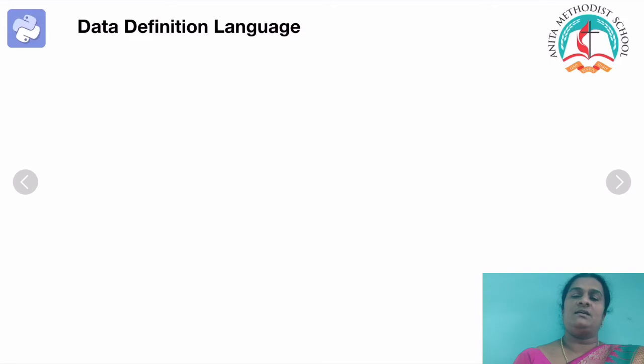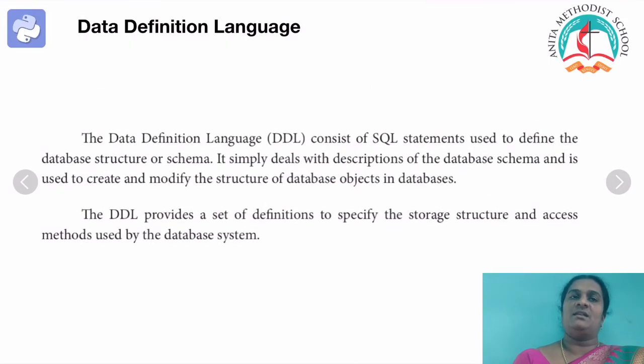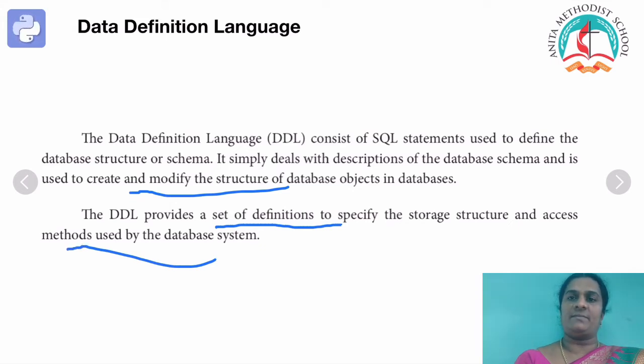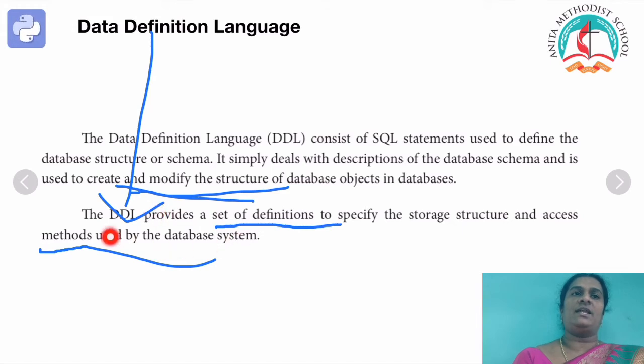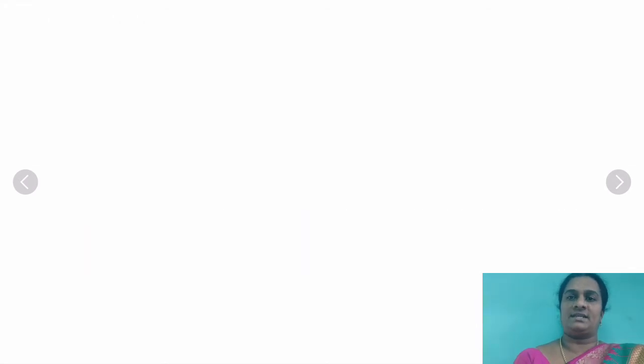So what's the first part? Data definition language. Let's see what is data definition language. Data definition language consists of SQL statements used to define the data structure. So mainly it is used to create and modify the structures. Here it provides a set of definition and access methods by the database system. As it says definition, the definition is used over here to pull the data. That is data definition language. Mainly it is used for creating and then modifying or accessing it. Okay.